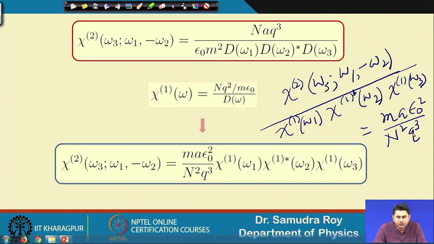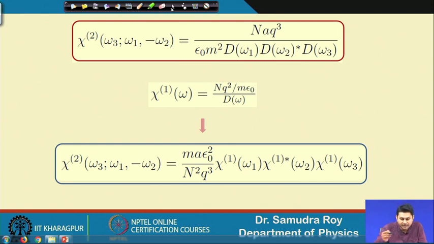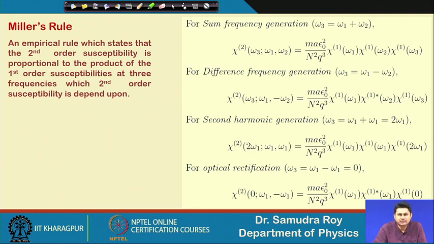So, if you make a ratio of the second order susceptibility at ω3 and all these first order susceptibilities related to all these frequencies, these ratios always become a constant term. This is a very important thing and we have a name for that, which is called Miller's rule. So, what does Miller's rule suggest? Miller's rule is an empirical rule which states that the second order susceptibility is proportional to the product of the first order susceptibilities at the 3 frequencies on which the second order susceptibility depends.